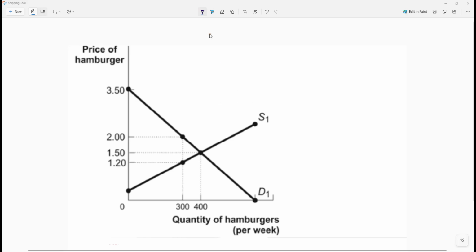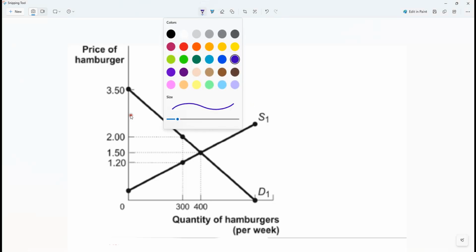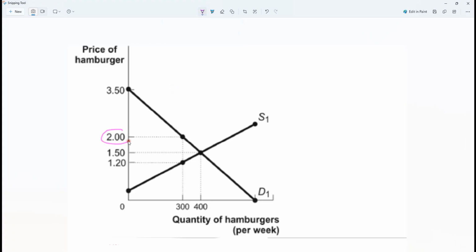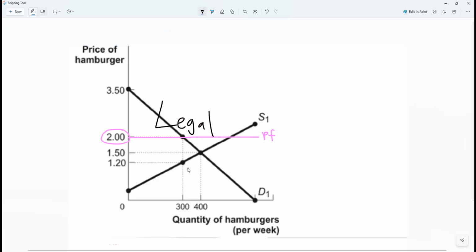In this video, we're going to calculate the consumer surplus and producer surplus if the government comes in and sets a price floor of $2. So $2 is a binding price floor because it is set above the equilibrium price. So equilibrium price is $1.50. Here's our price floor. Now, why do we call it that if it's set above? It's because any price up here is legal and any price down here is illegal.